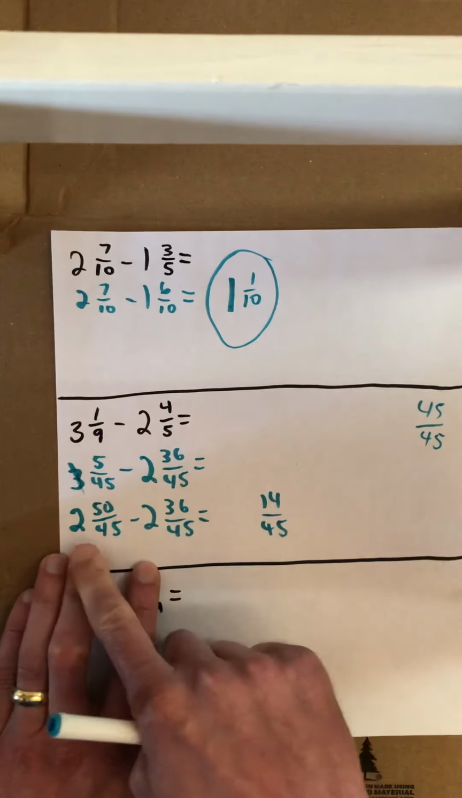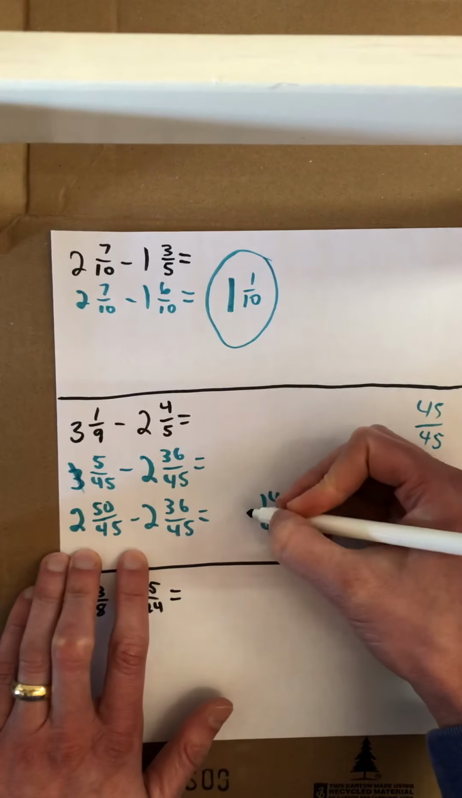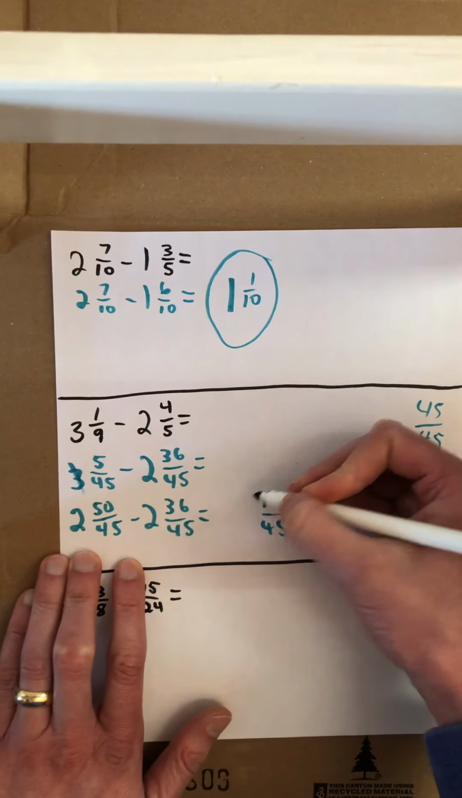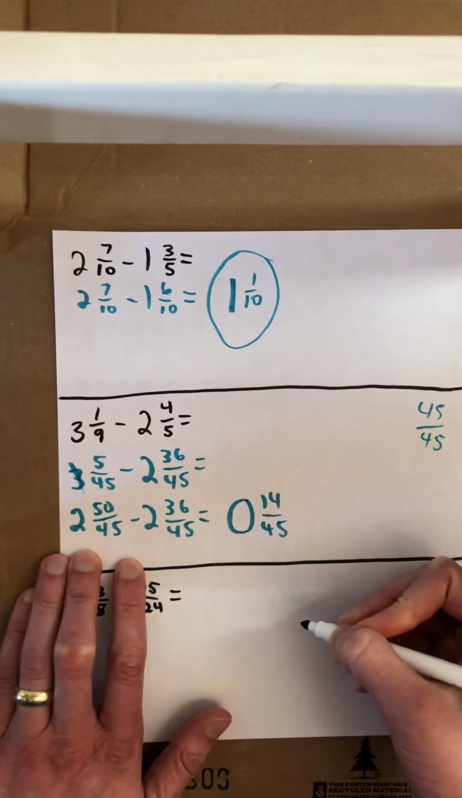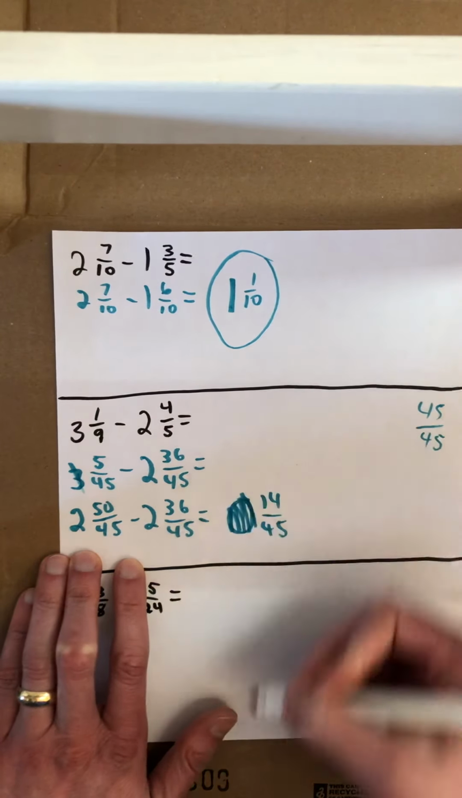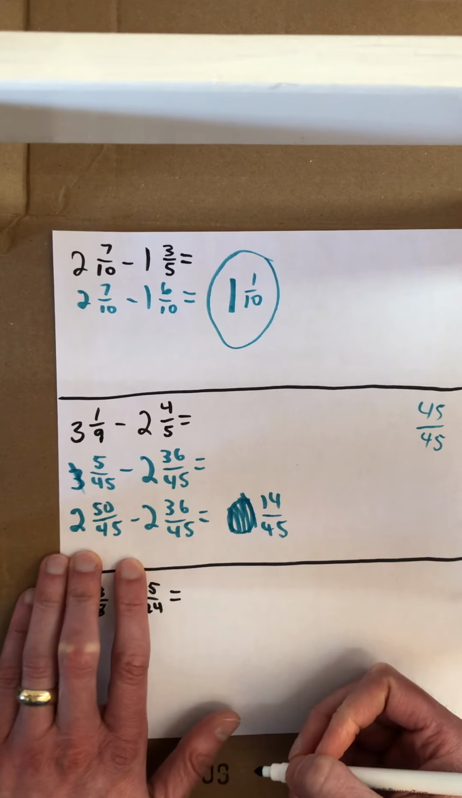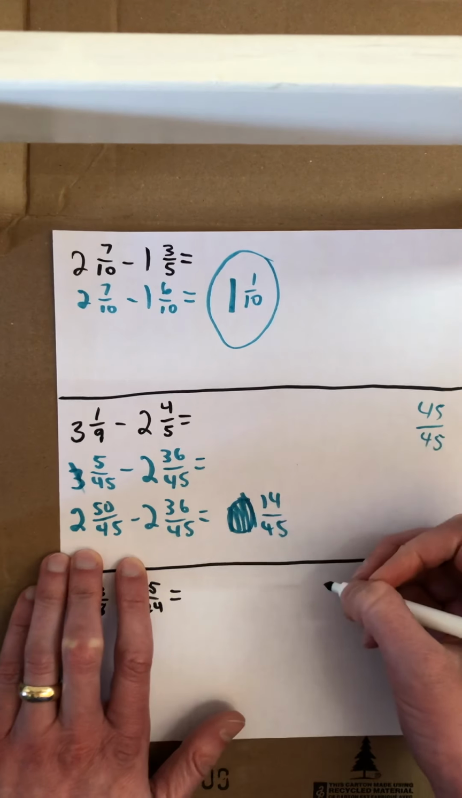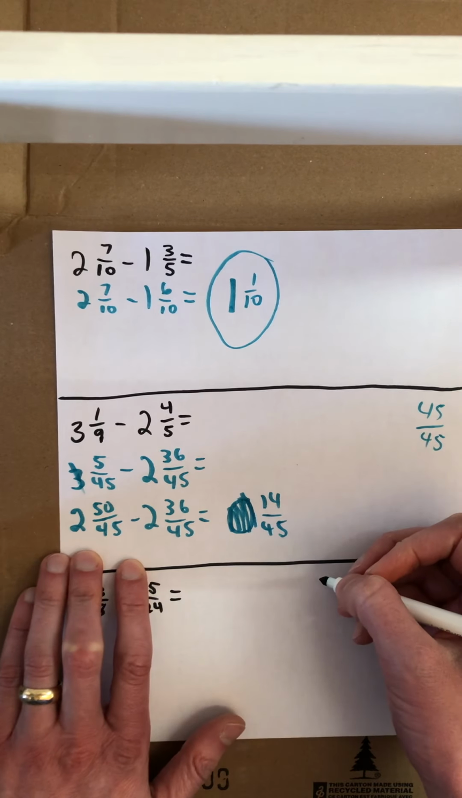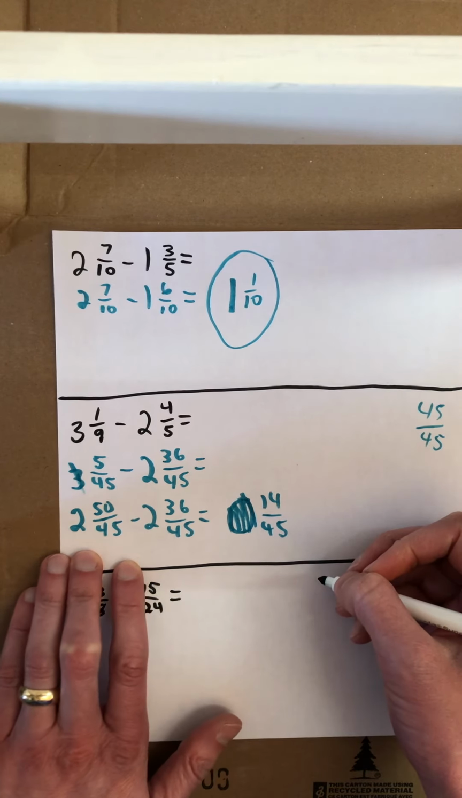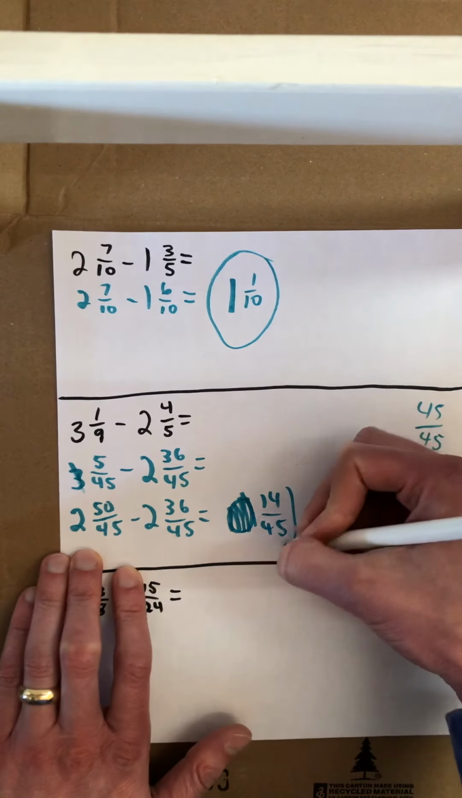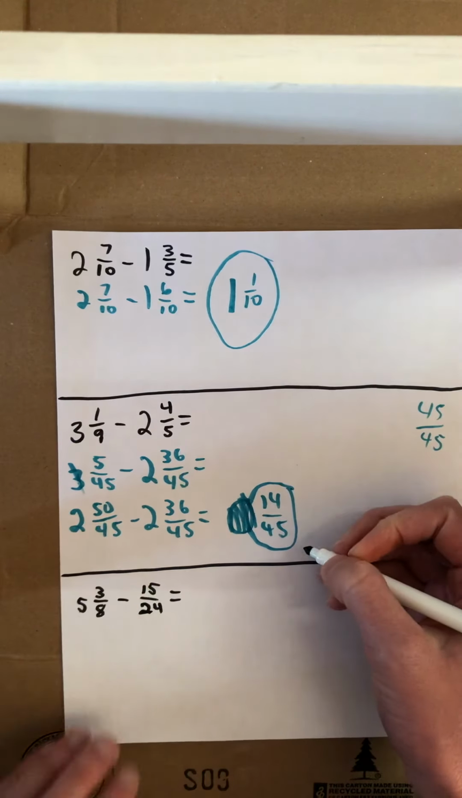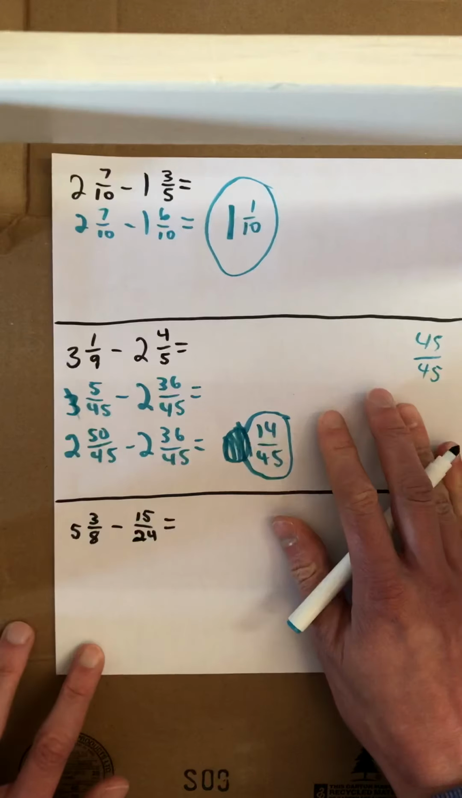And now I can't forget my whole numbers. 2 take away 2 leaves me with 0. I don't need to write anything here. I could write a 0, I suppose, if I want to, but it could also just be blank because the fraction is already there. 14 out of 45. That one is already in lowest terms, and so there's nothing that I need to do to it any further. It is good the way it is. Then we've got one more over here.